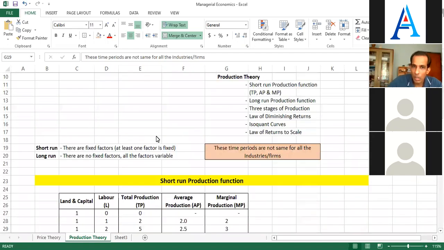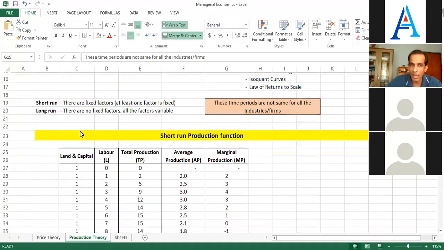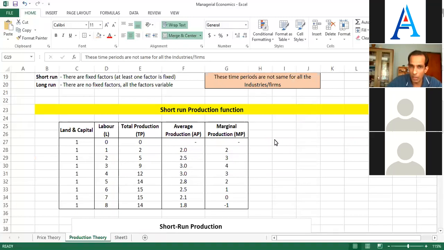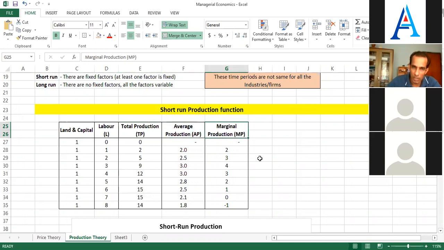So these time periods are important when we analyze the production function, and we started with the short run production function, right? There we discussed that in the short run only the variable factor can be changed. We mainly start with labor because that is the easiest factor to change, right? And when we change the variable factor, we discuss the behavior of the production under three different categories: total production, average production, and marginal production, right?